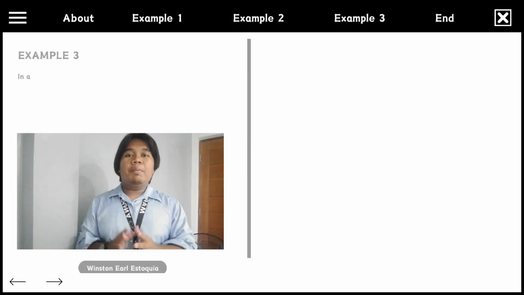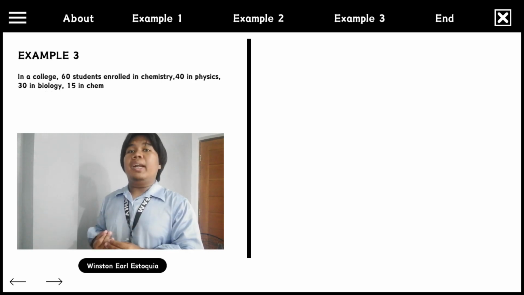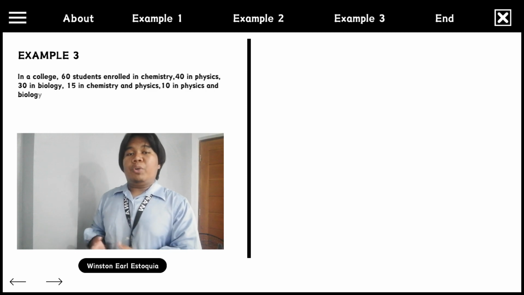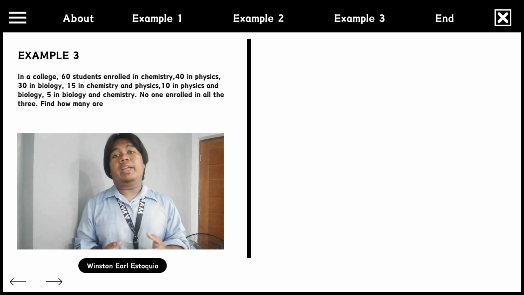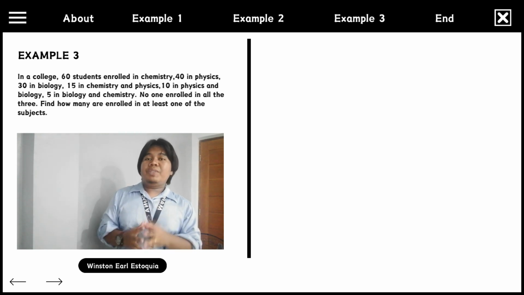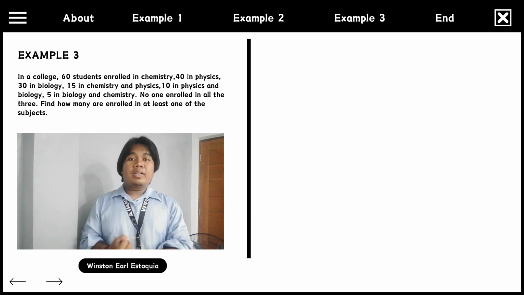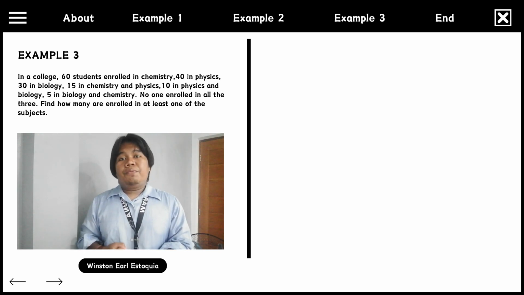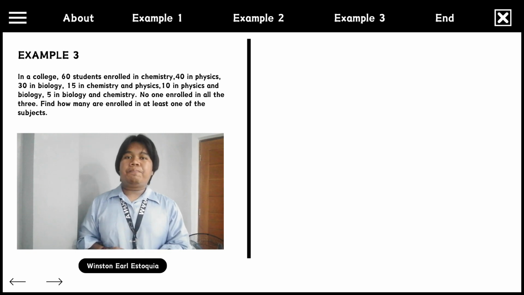Now, let's talk about our third example. In a college, 60 students are enrolled in a chemistry class, 40 students are enrolled in a physics class, and 30 are enrolled in a biology class. 15 of these students are enrolled in both chemistry and physics classes, 10 of the students are enrolled in both physics and biology classes, and 5 of the students are enrolled in both biology and chemistry classes. None of these students enrolled in all three simultaneously.